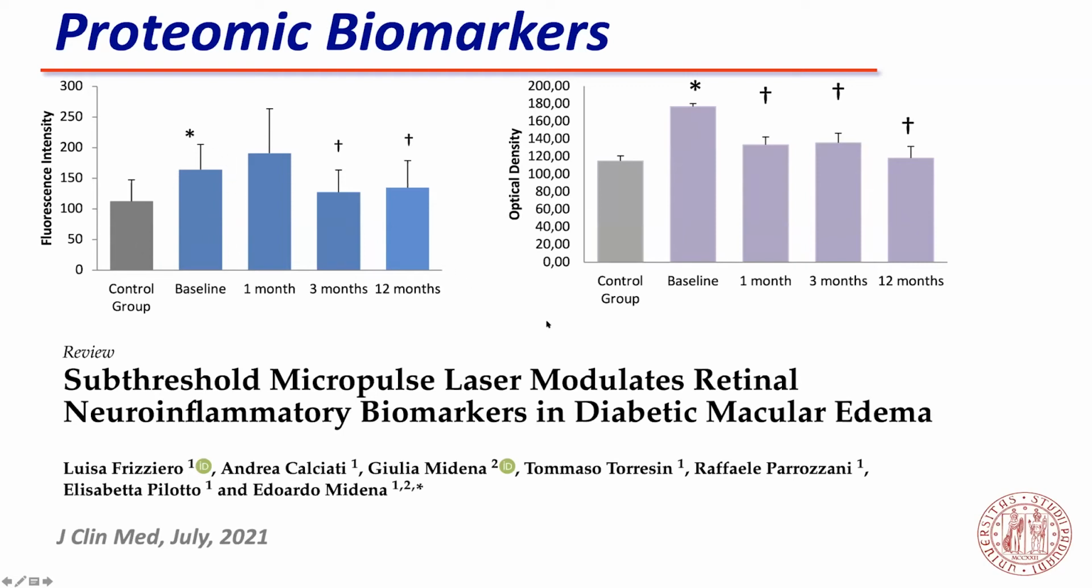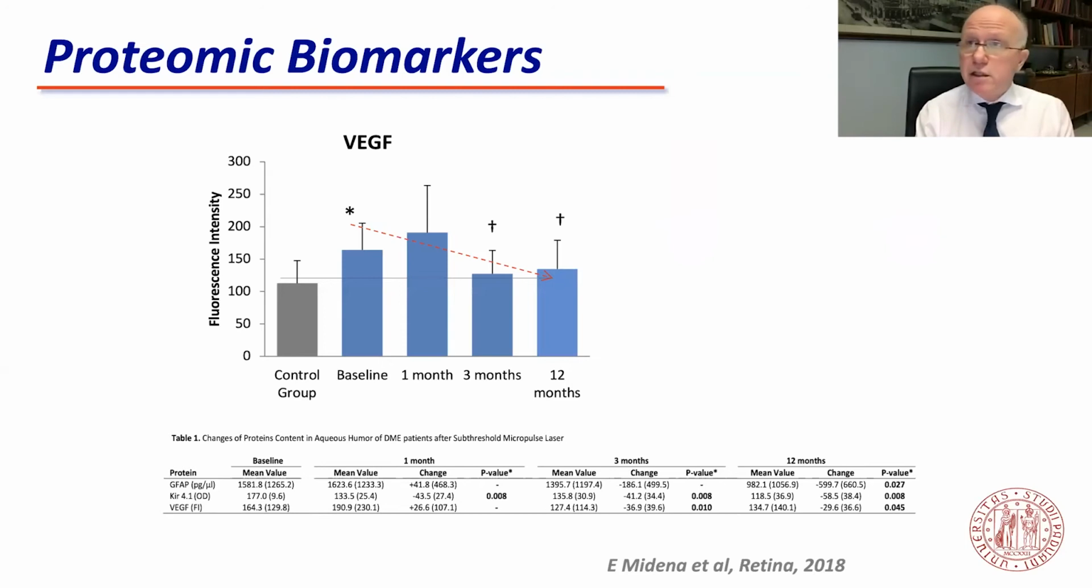These are two inflammatory biomarkers, and we recently published this review. Our theory is that subthreshold micropulse modulates the inflammation in the retina in diabetes, which is one of the most important causes, at least in 50% of diabetic macular edema. And even VEGF is restored to normal. So subthreshold micropulse works by restoring the pathologic VEGF increase.